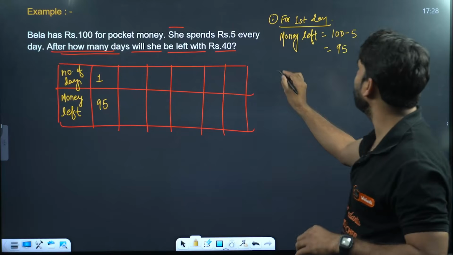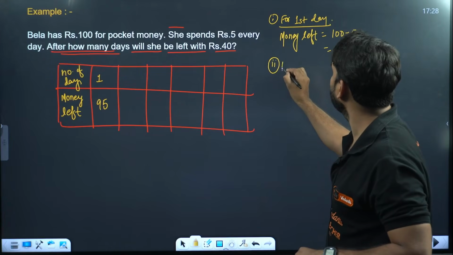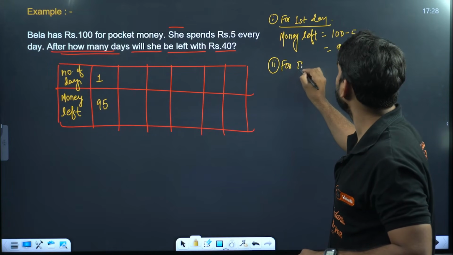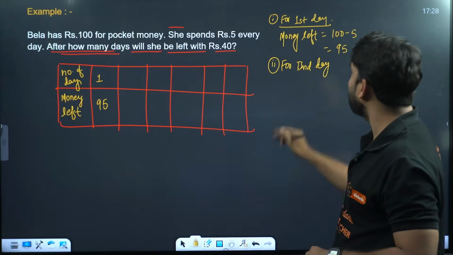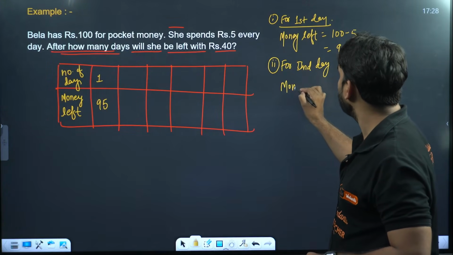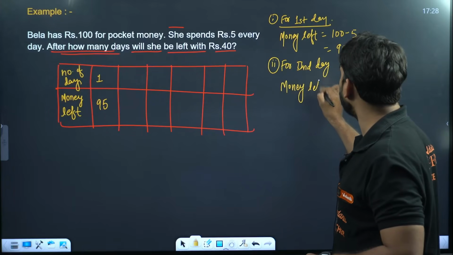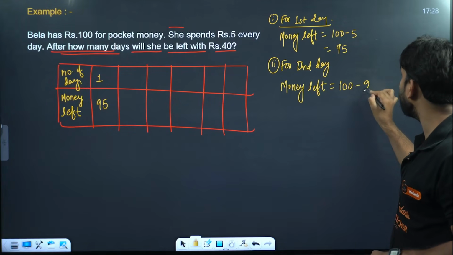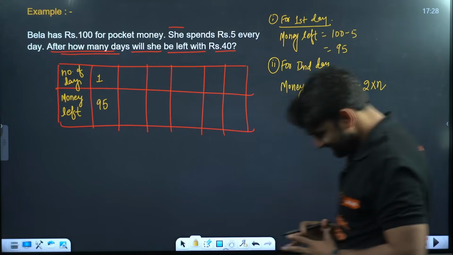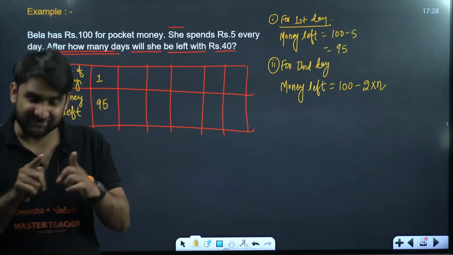Now similarly, for the second day, how much money does she have now? Money left. Come on, follow this. Money left: 100 minus 5 into n, because 2 days means 5 plus 5.